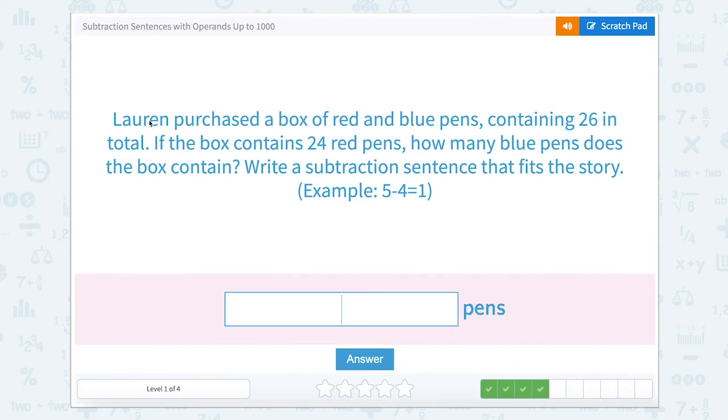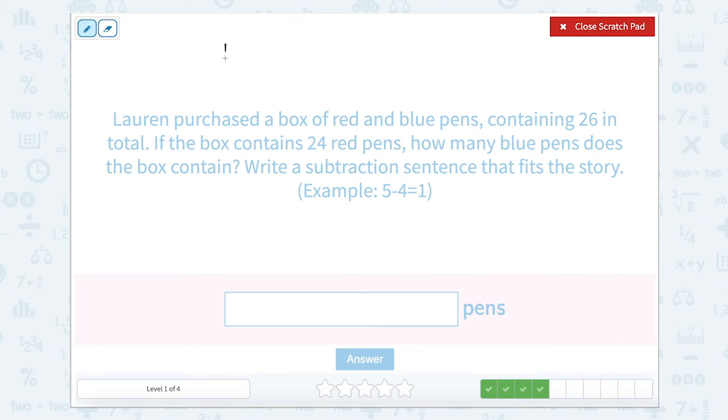That's right. Lauren purchased a box of red and blue pens containing 26 in total. If the box contains 24 red pens, how many blue pens does the box have? So let's draw a tape diagram, and this is our whole entire box of pens. And in there are 26 total pens. And we know that the box has 24, so that's a lot of pens. 24 that are red, so I'm going to put R below it. And then the rest of these here are blue.